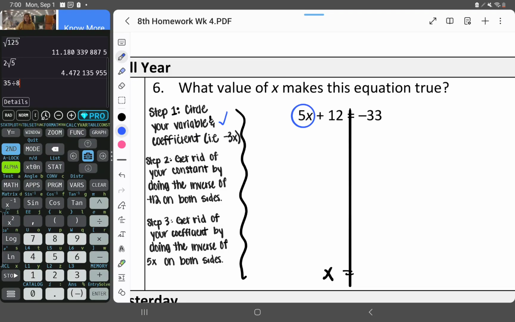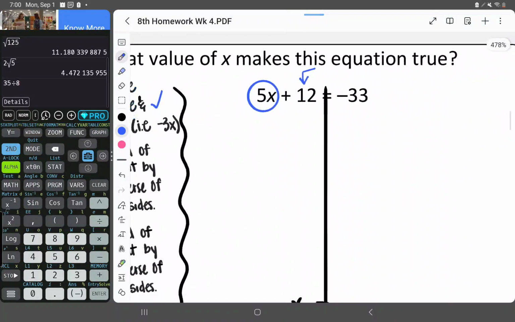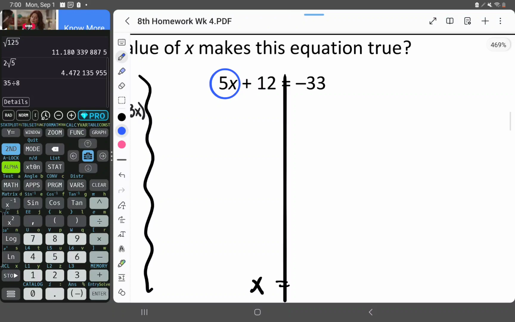Next step says to get rid of your constant. The constant is the number that's by itself but next to our variable. So that's going to be positive 12. So we do the inverse of positive 12 on both sides. What that means is the opposite of positive 12. So what is the opposite of positive 12? Negative 12.